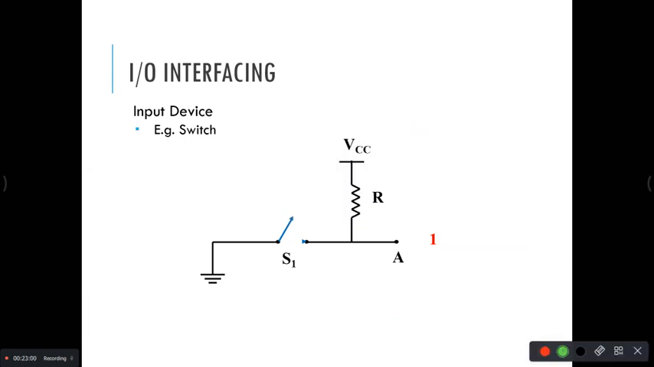When the switch is closed, it will be zero, right? Why will it be zero? Because it will be grounded. It will give zero. Now, when the switch is open, it will give 1. So this can be connected to one of the data lines, yes or no? Where D0 will receive 0 and 1. Have you understood this? Okay. So this is a simple switch.